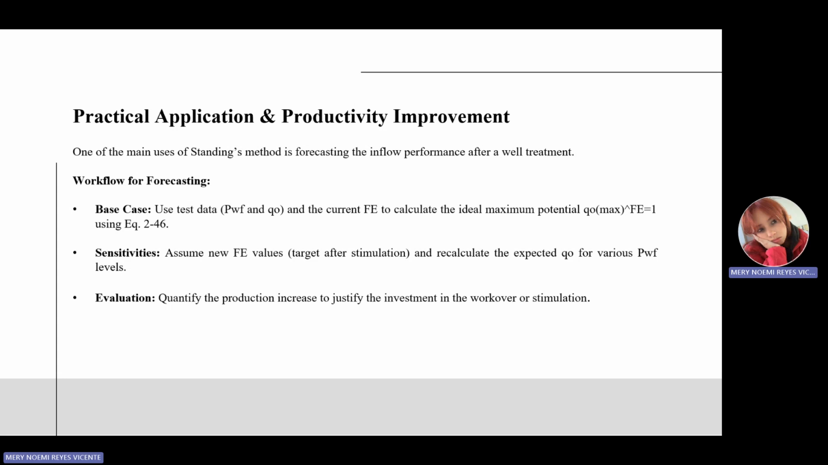Practical application and productivity improvement. The real power of this method is in forecasting. By establishing a base case with current test data, we can calculate our well's ideal potential. Then we can run sensitivities by assuming new and improved FE values. This allows engineers to quantify exactly how much production will increase after a stimulation. This provides a clear financial justification for workovers or investment in the well.